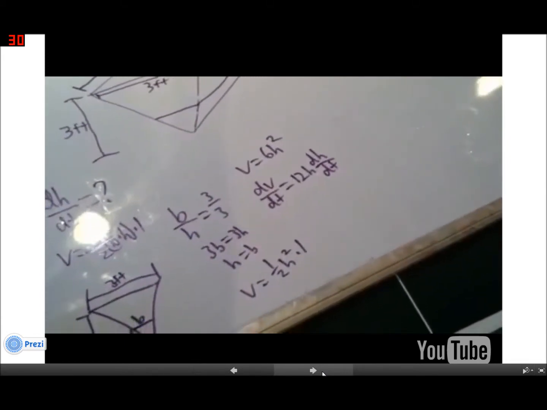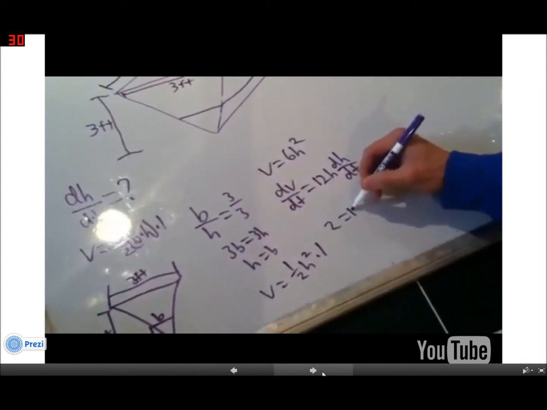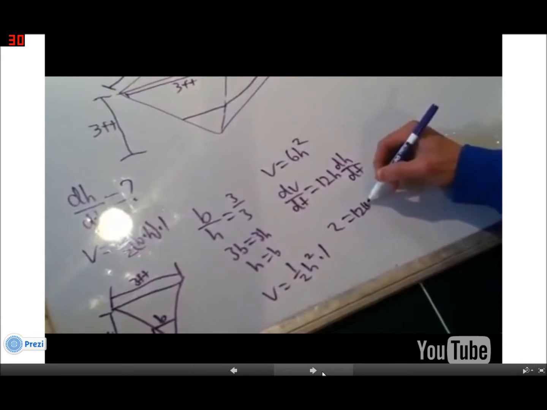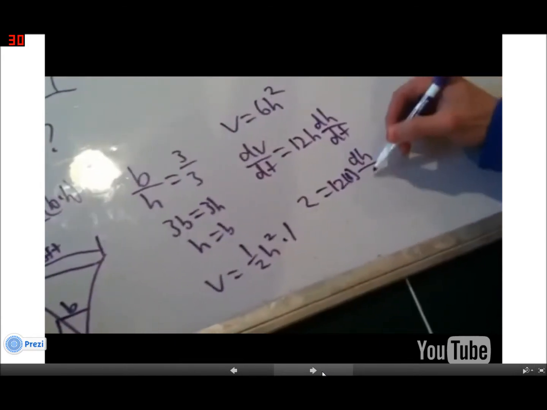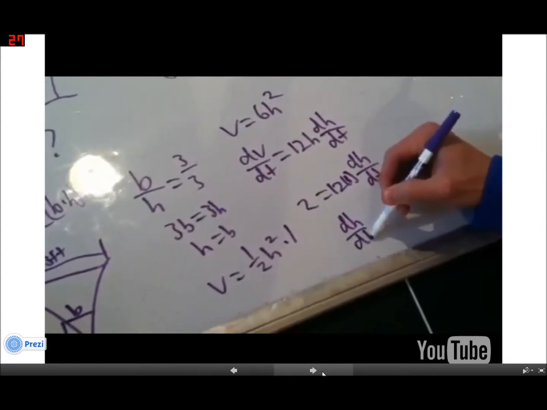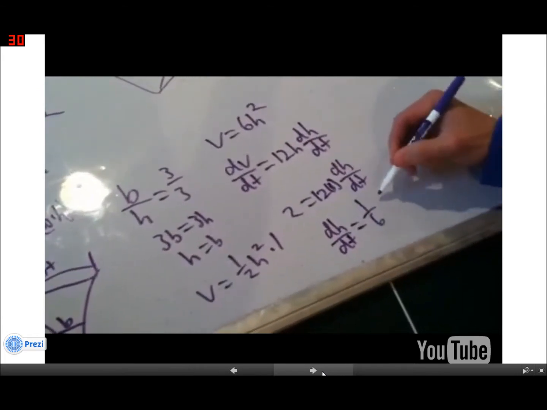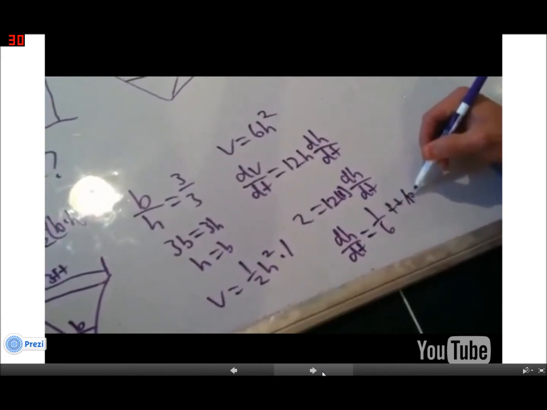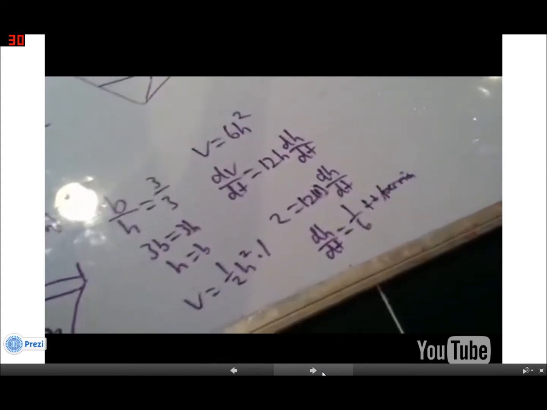Now we just plug in our values. 2 equals 12 times 1 times dH over dt. Solve for dH over dt, which equals 1/6 feet per minute. That's your answer.